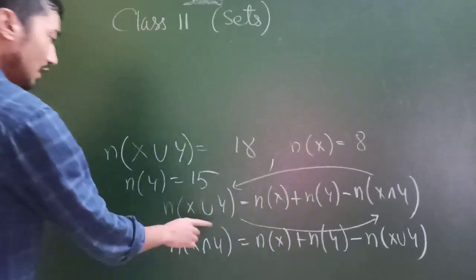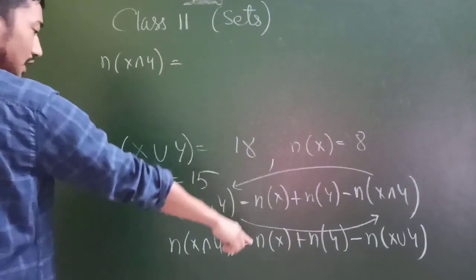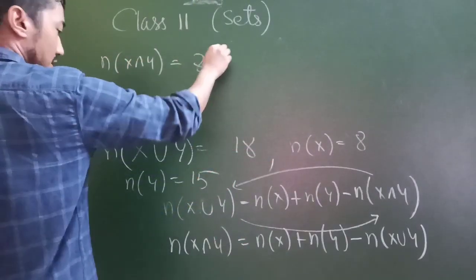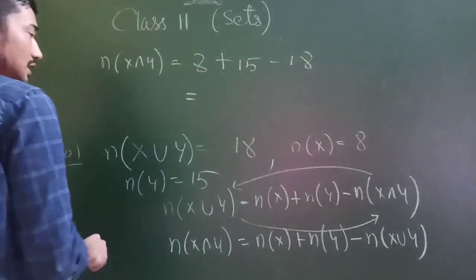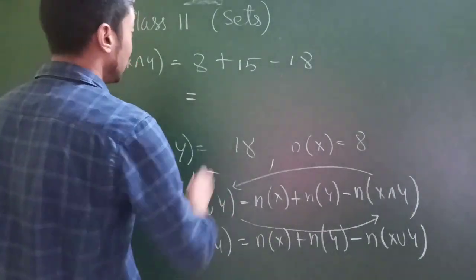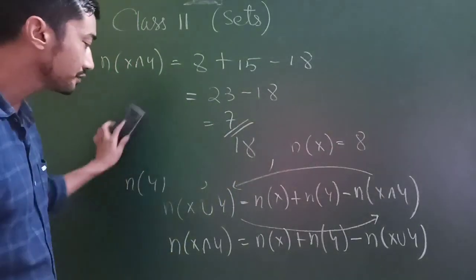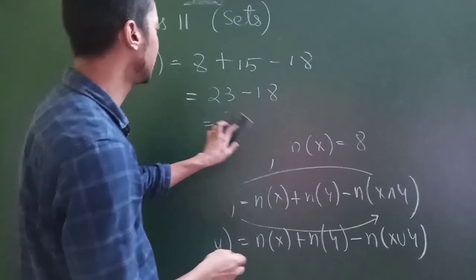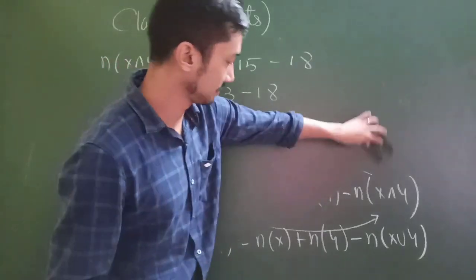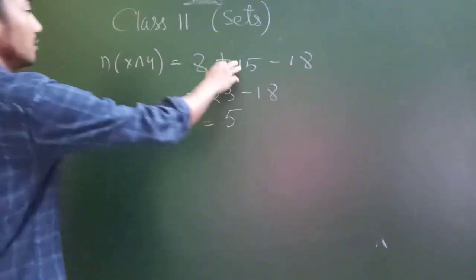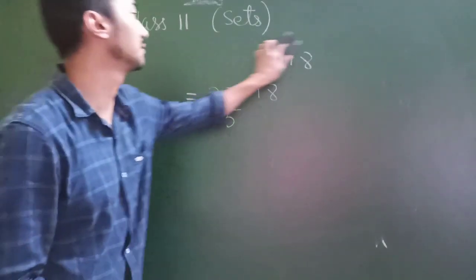So where were we? Let's find out the number of elements in x intersection y. That's going to be the number of elements in x, 8, plus y, 15, minus 18. So 15 plus 8 will be 23, minus 18. So that's going to be how much? Not 7, sorry: 18, 19, 20, 21, 22, 23. That's going to be 5 elements. I hope that's correct. Yeah, that's all.